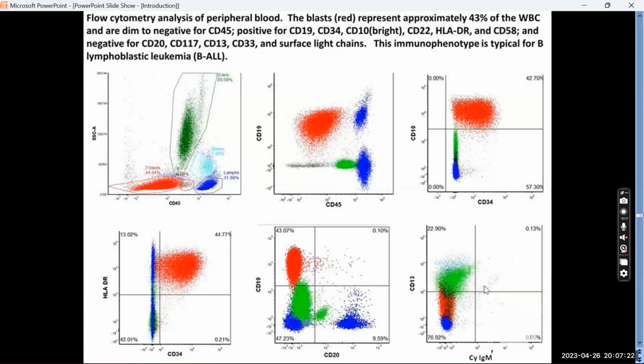IgM is negative, so it's more likely a kappa positive B-ALL. Of course, now after the WHO, this is not much useful, but still there are clinicians who ask what type of B-ALL that is. Is it pro-B ALL? Is it common B-ALL? Is it pre-B ALL? Some people ask because the prognosis differs between these cases to a small extent. So now this is a common B-ALL.